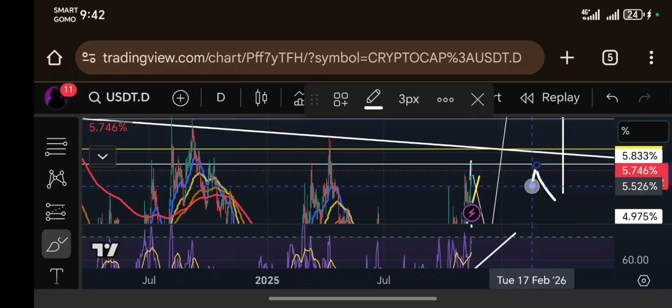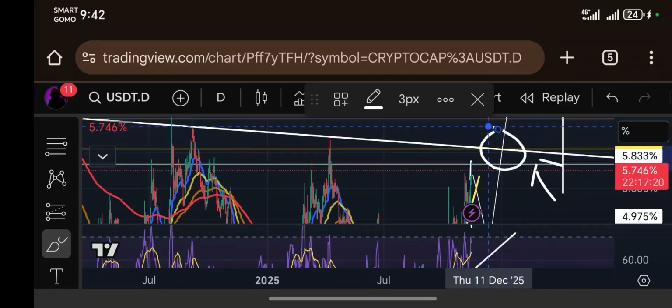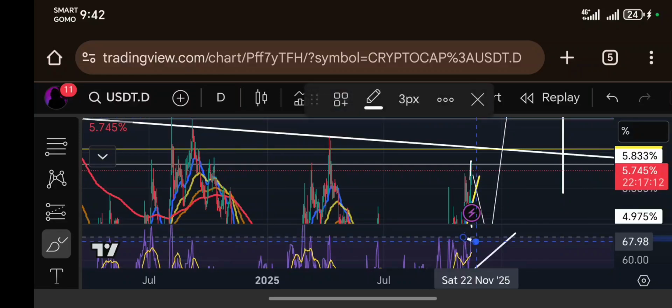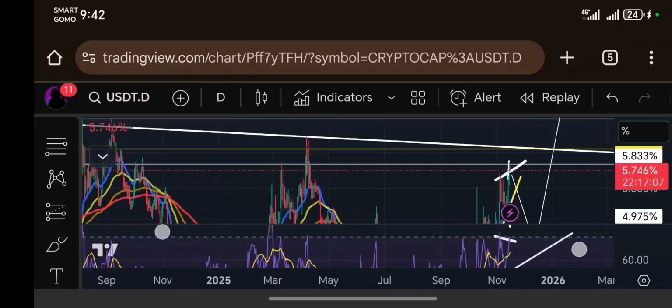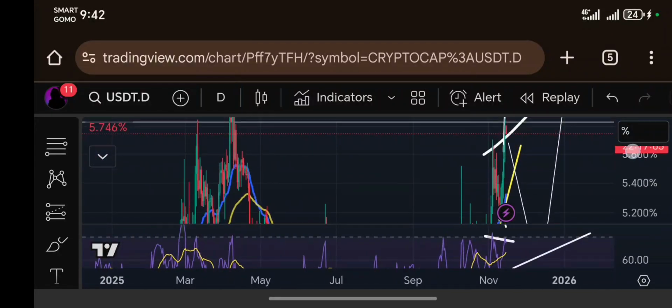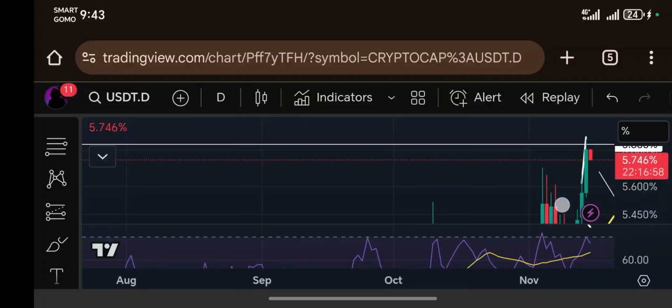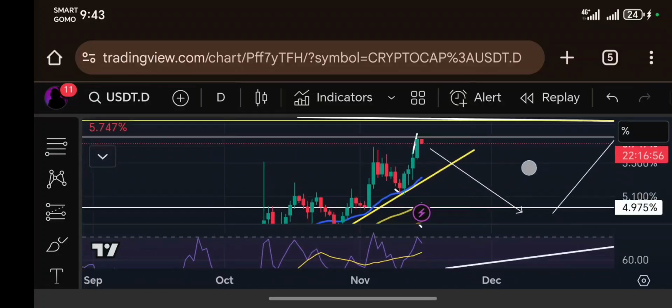Okay, remember that if we break that, then we cannot come push up higher for your US dollar dominance. Okay, but right now all I see is a bearish divergence right there. Okay, it's a bearish divergence. That's your daily time frame here.